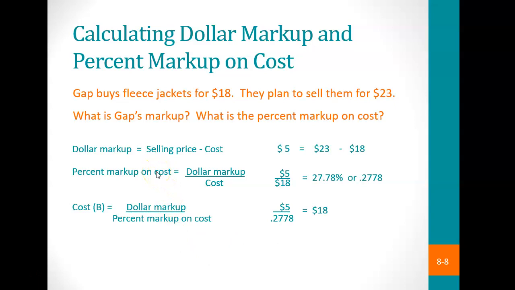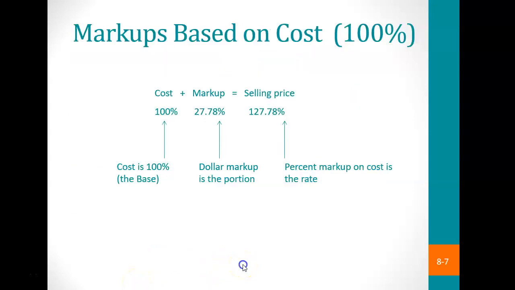So just like in previous chapters, if I know any two of these three factors, I can solve for the unknown. Let's check it. If I take the selling price, $23, that equals my cost, which is $18, plus the markup, which is 27.78% of the cost. So if you multiply 27.78%, which is 0.2778 as a decimal, times 18, that would give us $5. Therefore, the selling price does equal cost plus the markup.